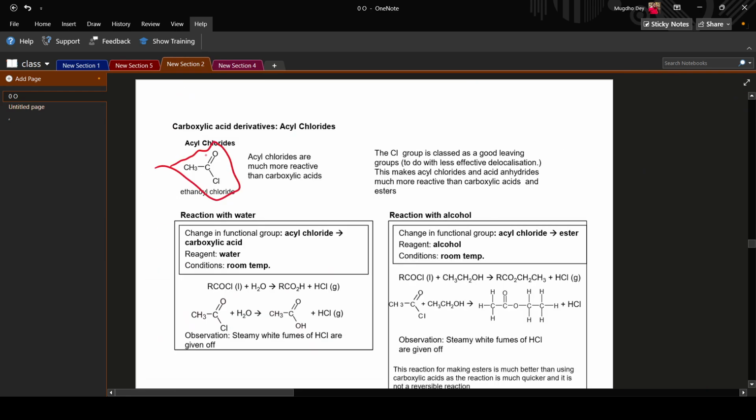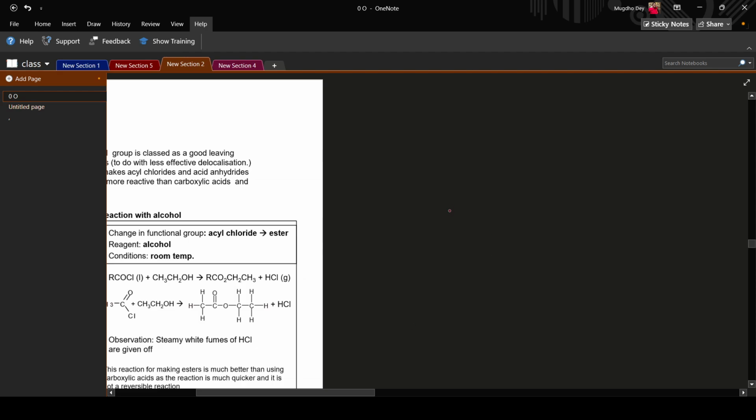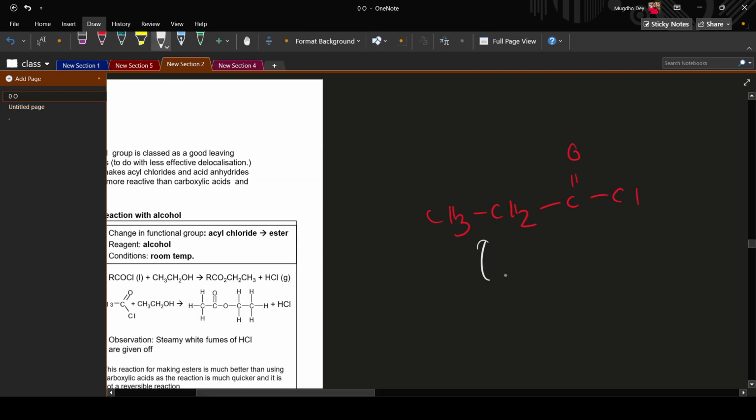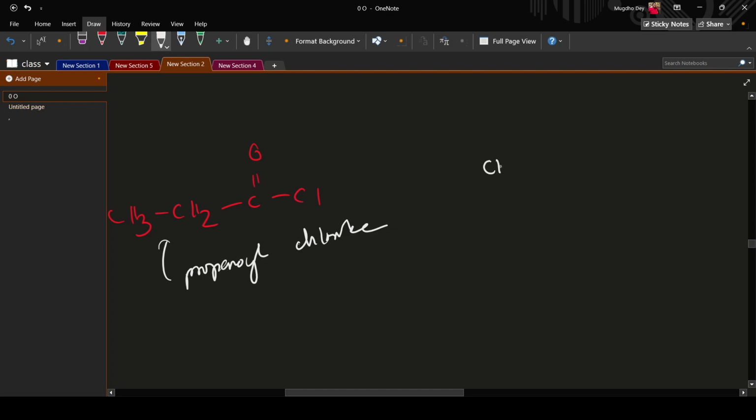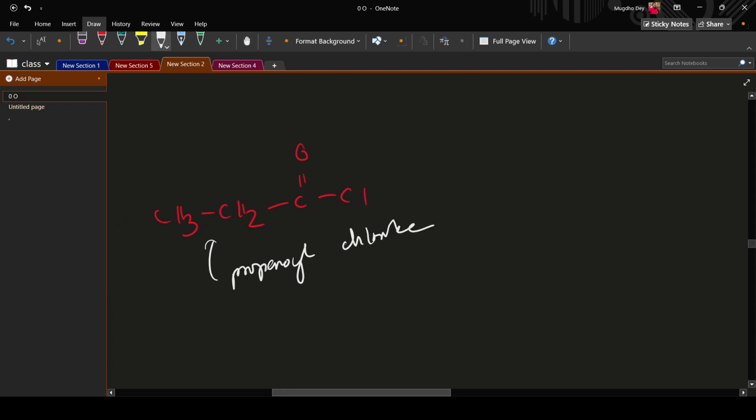So what is acyl chloride? Acyl chloride is basically something which has the functional group COCl. It doesn't matter, the chain increases. So in this case, since there are two carbons, obviously it's ethanoyl chloride. If there are three carbons, then obviously we all know this is going to be propanoyl chloride.